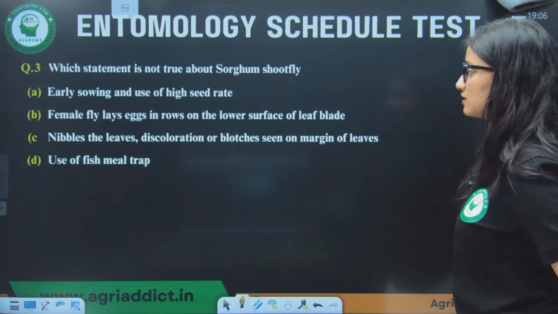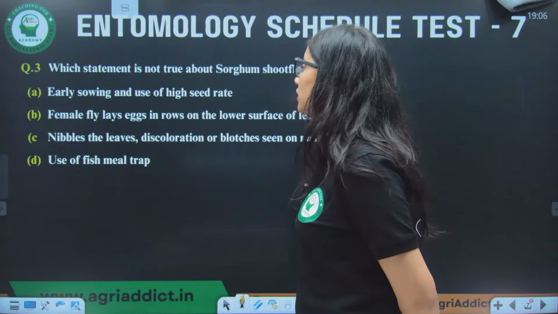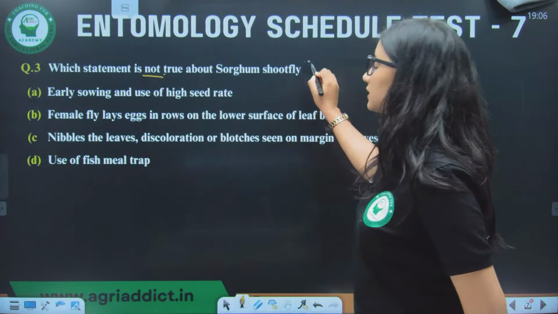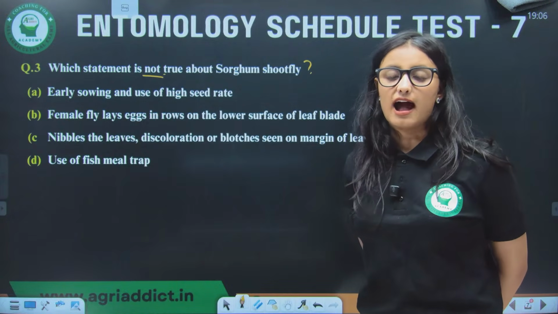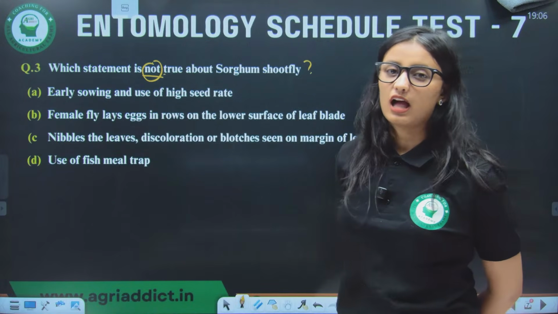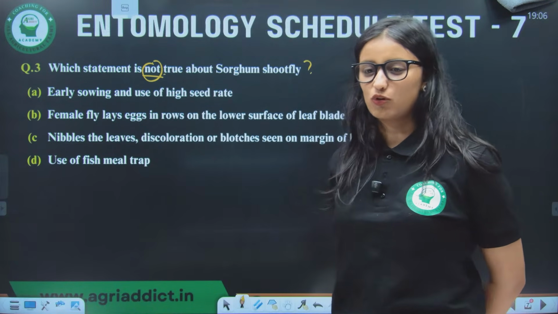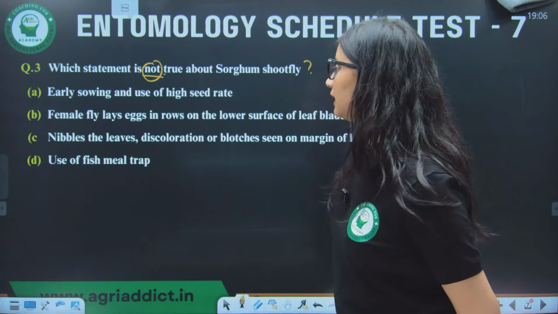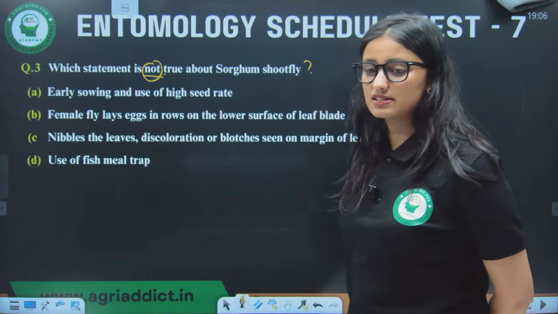So here is your next question. Which statement is not true about sorghum shoot fly? I am asking not true. Answer carefully. What is the answer? Early sowing and use of high seed rate. Is it true or false?